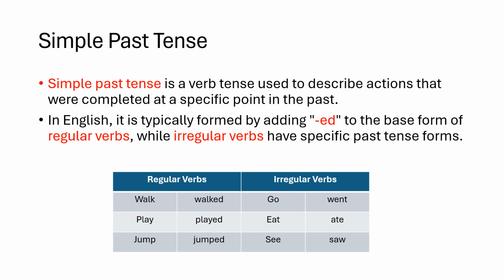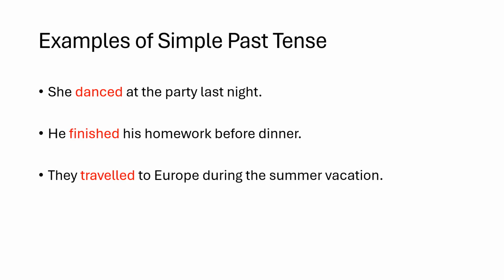Examples of regular verbs are walk, walked, play, played, jump, jumped, and irregular verbs go, went, eat, ate, see, saw. These are the examples of simple past tense. She danced at the party last night. He finished his homework before dinner. They traveled to Europe during the summer vacation.